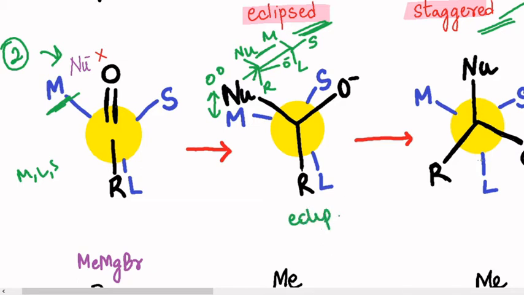right? And then what happens? We give it a rotation. Okay, we give it a rotation. This is in clockwise direction, I guess. Okay, clockwise by 60 degrees, and then we have a staggered conformation again, right?